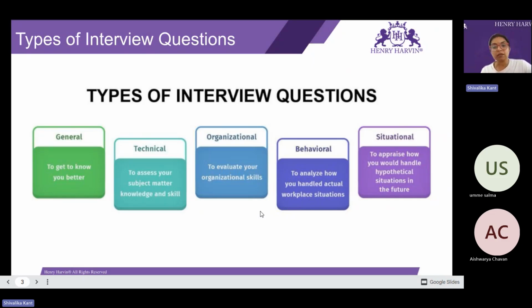Sometimes technical questions are combined with scenarios as well, to assess how you work with others on technical tasks. Now when we talk about types of technical questions, first is knowledge-based. These questions focus on fundamentals, on definitions and concepts in your field.